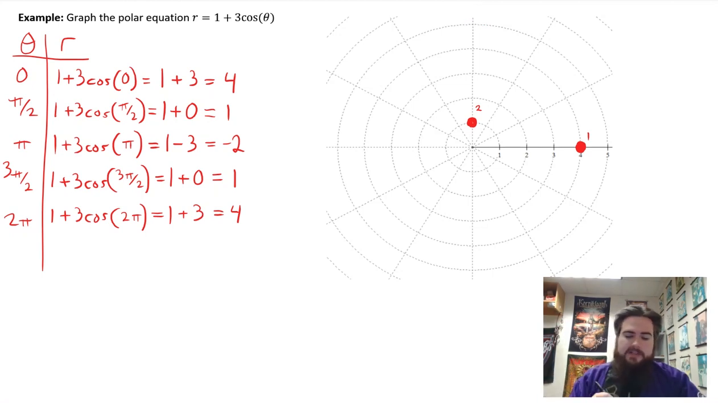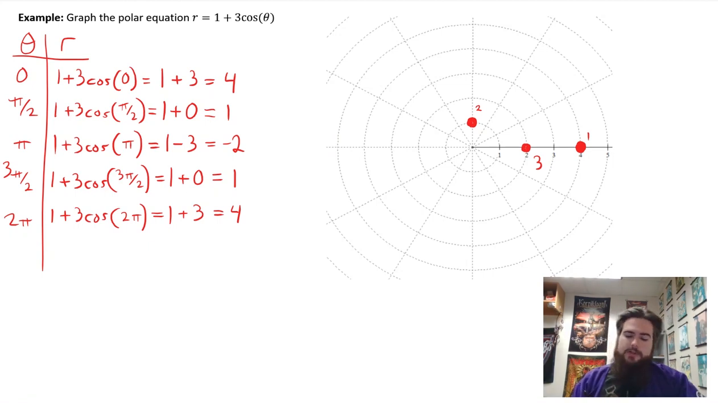My third point is face towards pi in my direction, and the distance I travel is negative 2. If I'm facing towards pi and my distance is negative 2, I'm going to walk backwards a distance of 2, which will put me right here for my third point. So I've walked actually towards where 0 was for 0 radians. Careful what negative radius means.